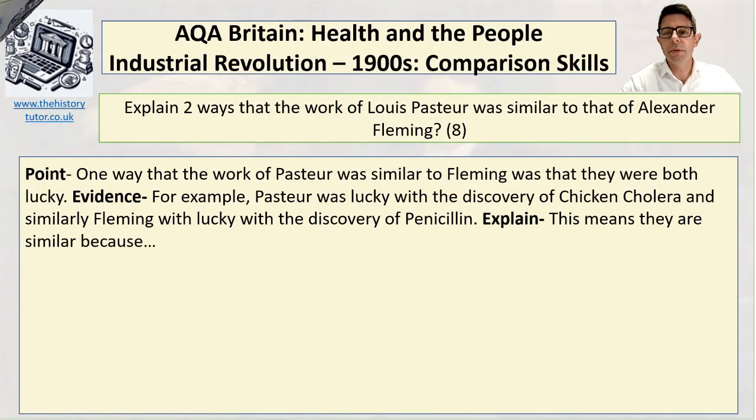So I've written, for example, Pasteur was lucky with the discovery of chicken cholera, and similarly Fleming was lucky with the discovery of penicillin. So I've kept it quite simple so I can explain the impact in more detail and explain the similarity with more story. So now explain in detail the similarity, give more story to this chicken cholera and penicillin idea. So this means they're similar because, where you go.